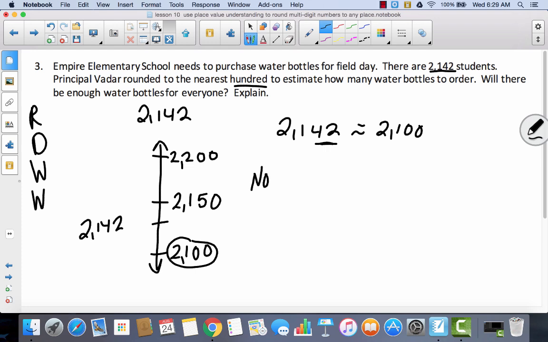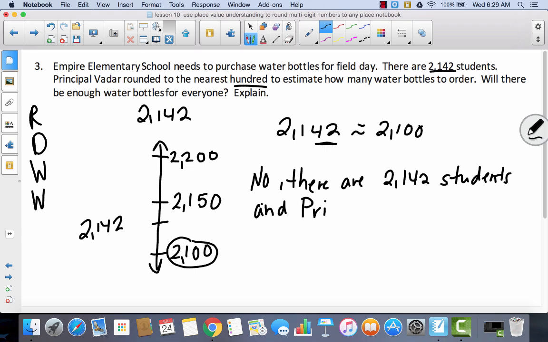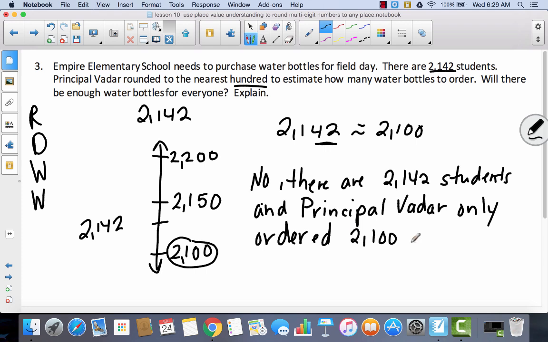No, there are 2,142 students and Principal Vader, I guess that's how you say his name, only ordered 2,100 water bottles. So there are some times in the real world that you have to be careful what you estimate to, because those 42 kids wouldn't be happy if they didn't get a water bottle.